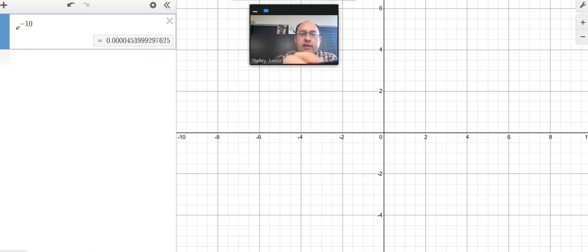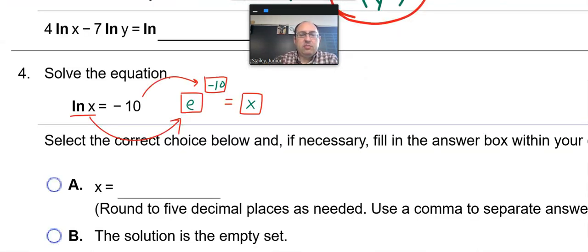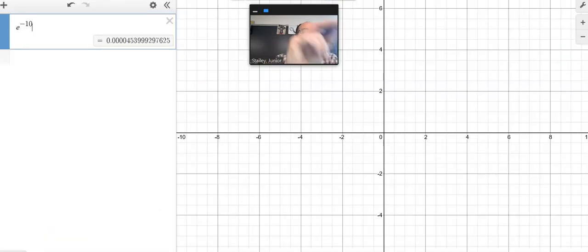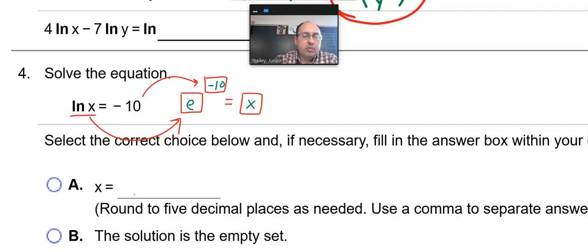Let's see what they want me to write it as. 5 decimal places? Whoa, that ain't it. Oh, there we go. You can barely round to 1 digit. That 4 turns into a 5. Okay. 0.00005. Okay, there it is. It's an ugly number.